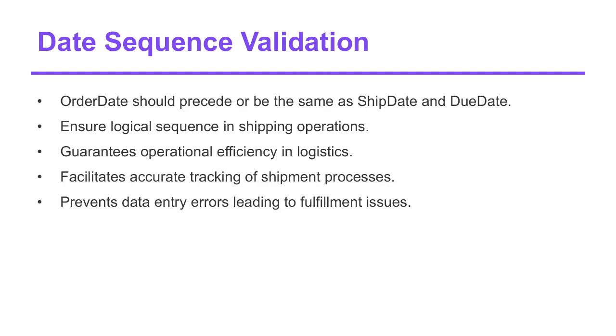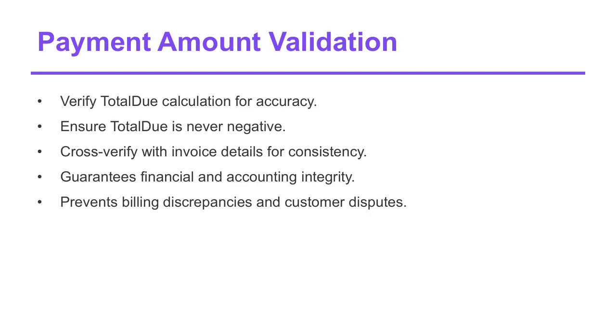Checking this date sequence is a key part of ensuring the data is reliable and the processes run as expected. When validating payment amounts, it's important to first check that the total due calculation is accurate, so it reflects the correct sum of all charges. We also need to make sure that total due never goes below zero, as a negative amount would not make sense and could cause issues.